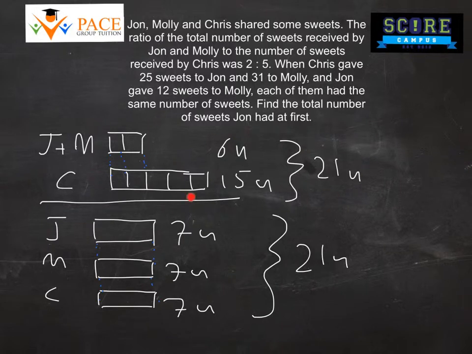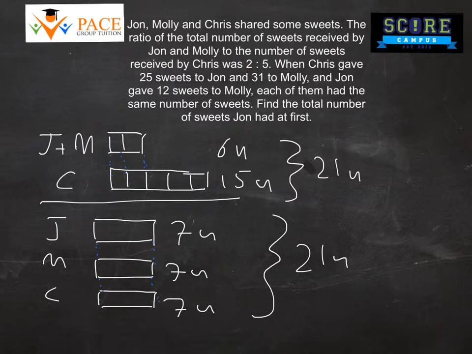And as we said earlier, this is equal to this. So if there are 21 small units over here, there are 21 small units over here too. And the fact that they all have an equal number of sweets means that each person has now got 7 units. Alright? So this part should be clear right now. Now, the next thing we should compare is Chris. Let's look at Chris. Chris initially had 15 small units and now he has 7 small units.